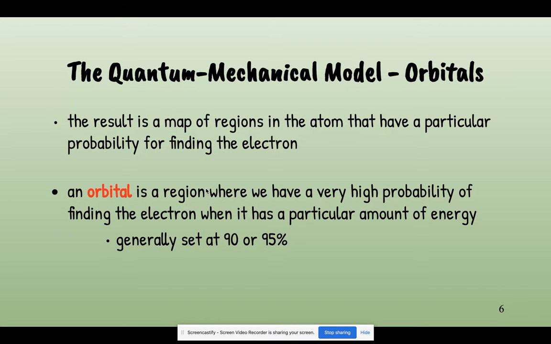Essentially they came up with maps of regions in the atom that have a particular probability for finding the electron, and they called these regions orbitals. Those orbitals are where we have a very high probability, around 90 to 95% chance, that the electrons will be found in that area when it has a particular amount of energy at any given time. So it's a lot less specific than these circles orbiting the atom.